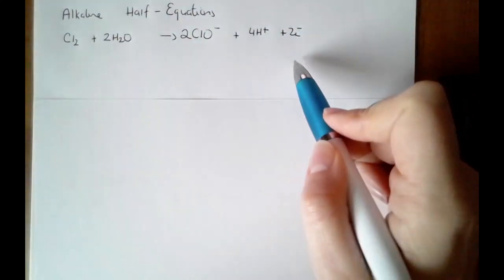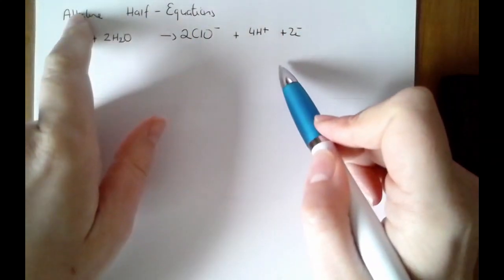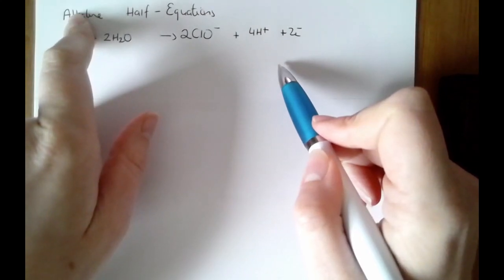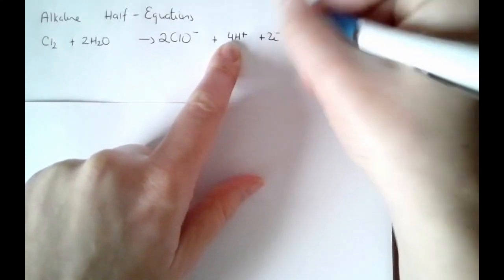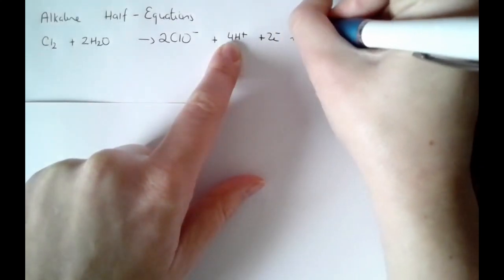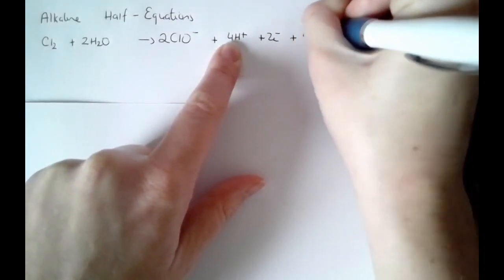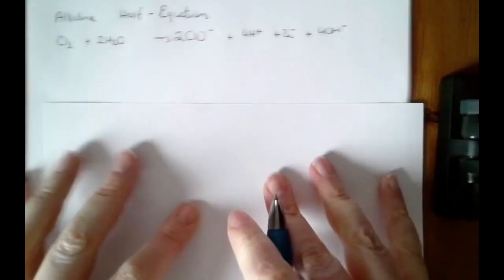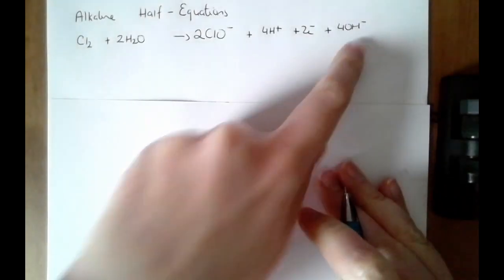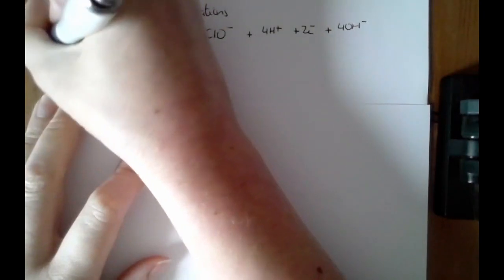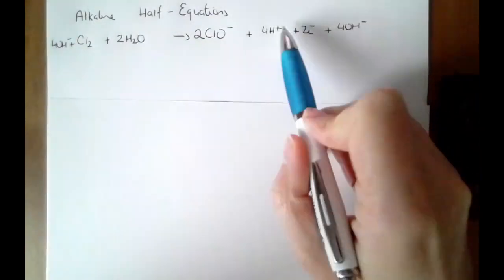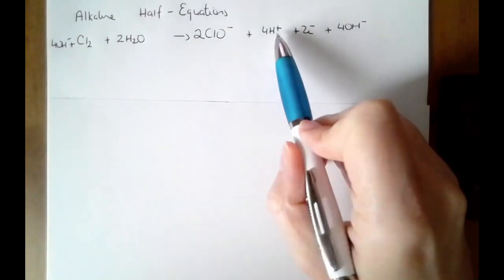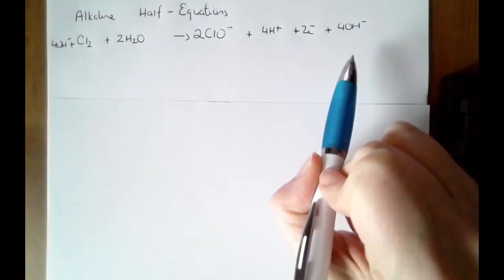Now at this point, as I said, because it's under alkaline conditions, what I need to do is, because I added 4 H+ ions, I need to add 4 OH- ions, and I'm going to do that on both sides of the equation. So 4 OH- to the right, but also 4 OH- ions to the left. So your rule is, wherever you add H+, you have to match that on both sides with OH-.